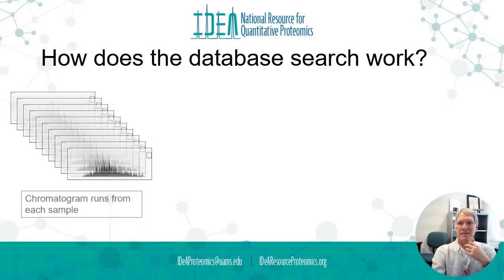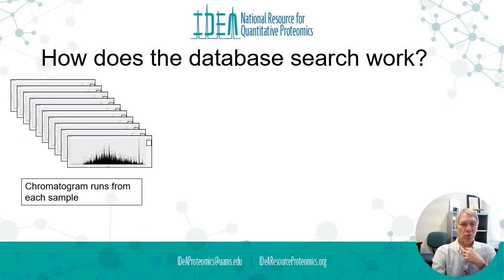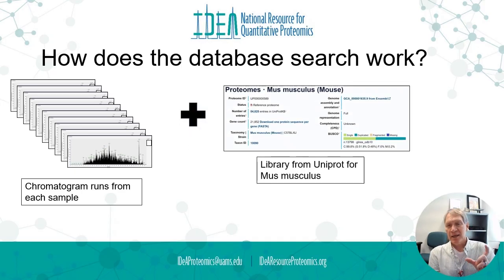So how does the database search work? We're going to take the chromatogram runs from each sample. We're also going to take that proteome that we talked about. Before I talked about the human proteome, but we're not going to use that one. We're going to use Mus musculus because we're doing heart samples from mice.